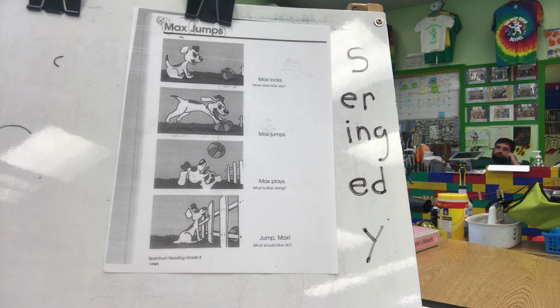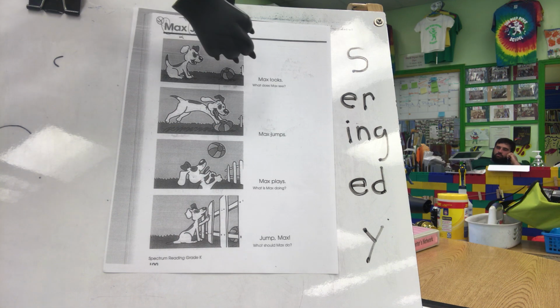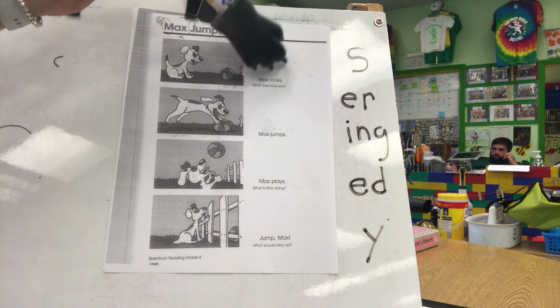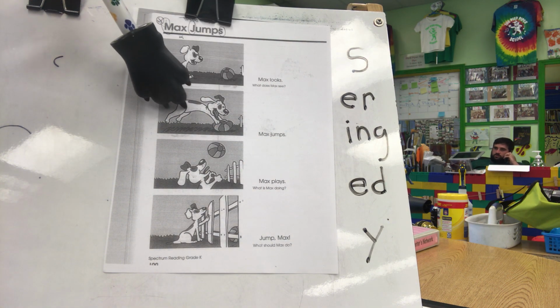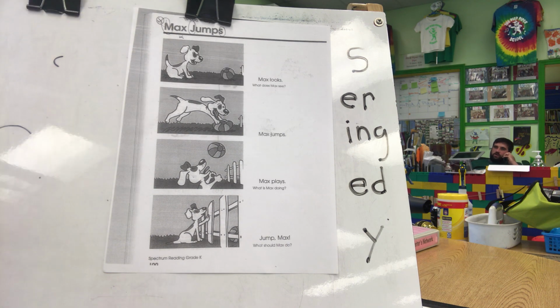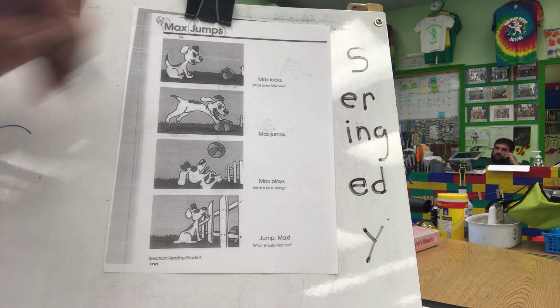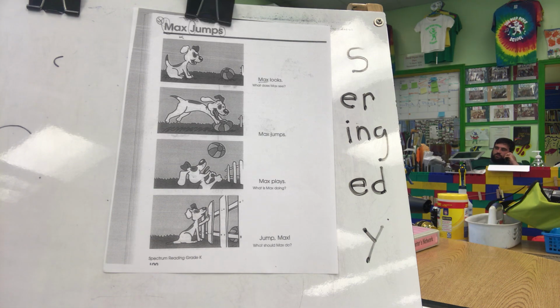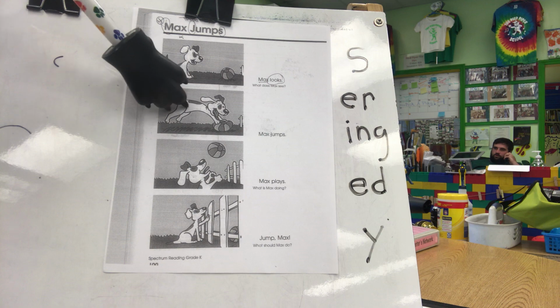All right, let's start to read. Look at the picture. Max looks. Oh, I think we put a line under Max, right? Max is the subject of that line. What's the story about Max? Now, what does Max do? He looks. So put a ring around looks. That's our action verb.